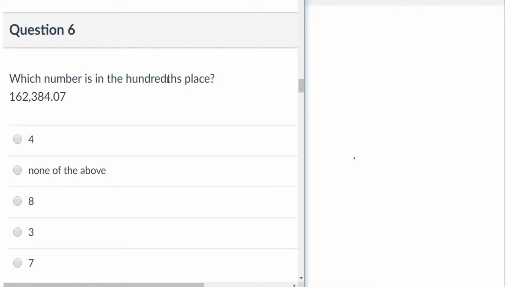For number 6, we got hundredths. So here I'm making sure you're looking at the endings and knowing if it's on the left side of the decimal or on the right side. So THS, it's on the right side. So find the number in the hundredths position for number 6.